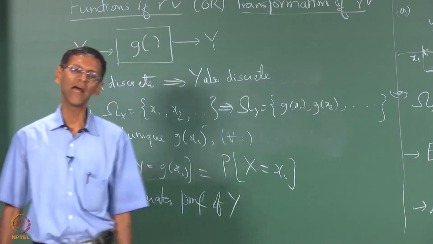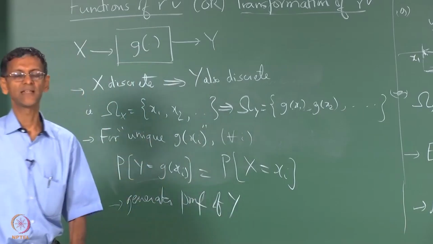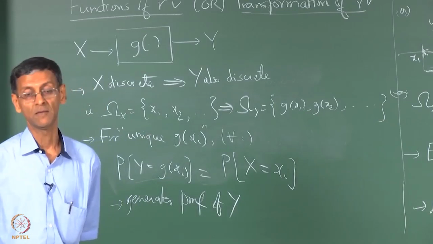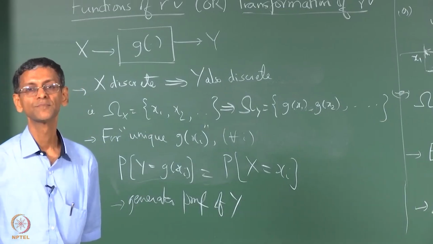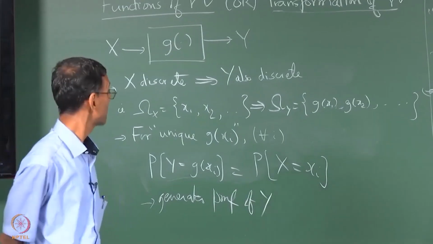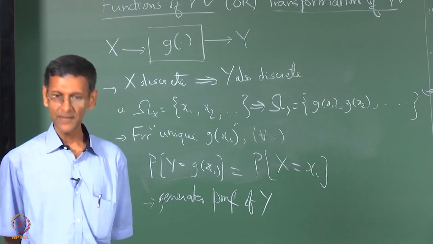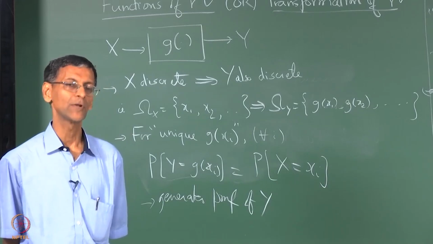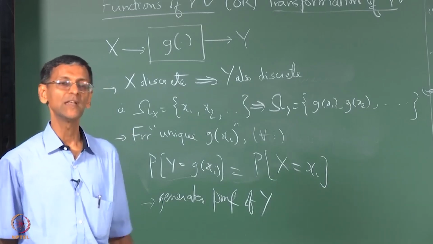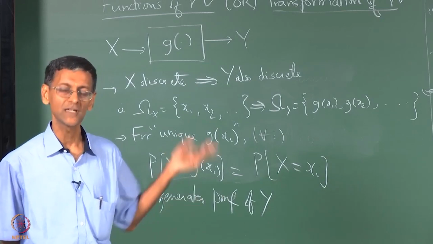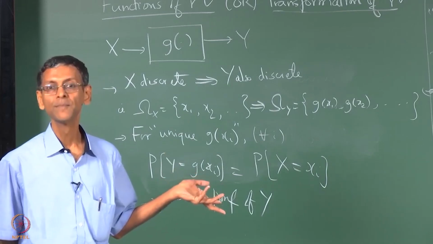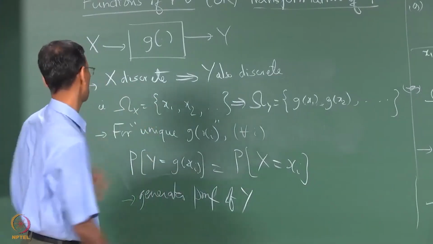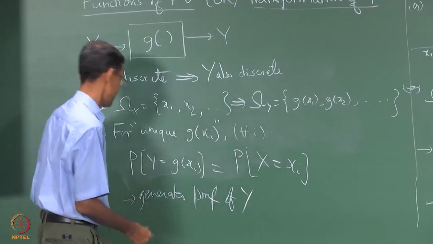But supposing you do not have unique g of xi, supposing there are two numbers x1 and x2 let us say which map to the same g of x1. Then what is the probability y equal to g of x1? It will be the sum of the two numbers, P of x equal to x1 plus P of x equal to x2, because if you get either number in x, you are going to get the same number in y. Again, I will write it down for the sake of the camera.